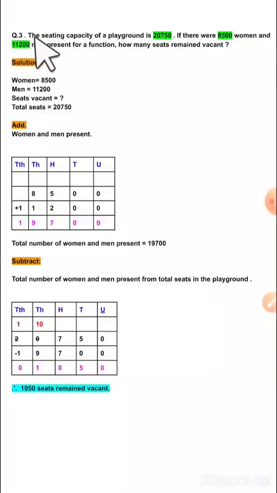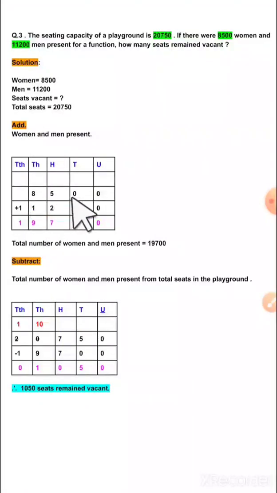Question number 3. The seating capacity of a playground is 20,750. If there were 8,500 women and 11,200 men present for a function, how many seats remained vacant? Here, women present in the function 8,500, men 11,200. Seats vacant, we need to find out how many seats were vacant, and the total seats available, that is 20,750.